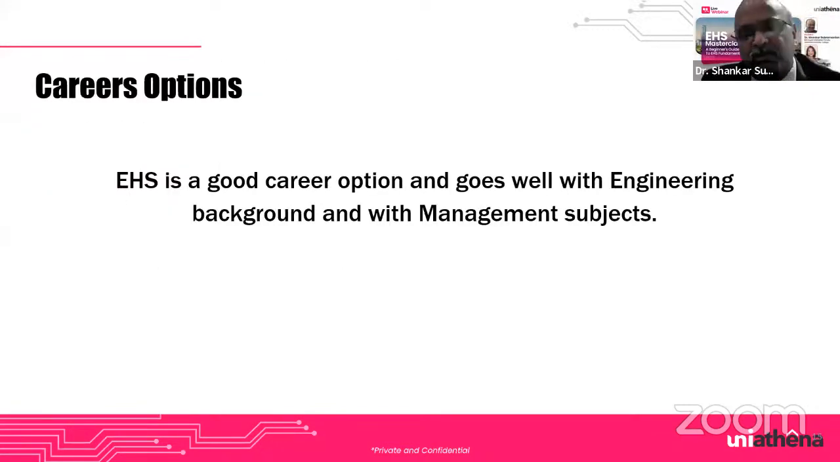Career options, obviously there are many. Health and safety is a whole domain, and it's wide open. It has nothing to do with any particular sector. Environmental health and safety is a good career option and goes well with an engineering or technical background, and with management subjects too. If you are interested in this, you should take up this career because it's well paying also, it's a smooth one, and the options are many.